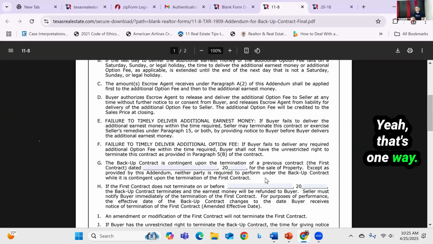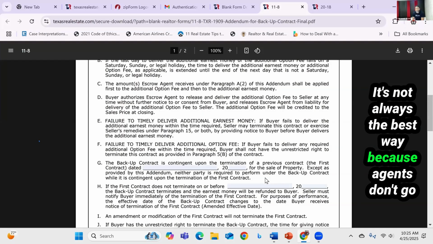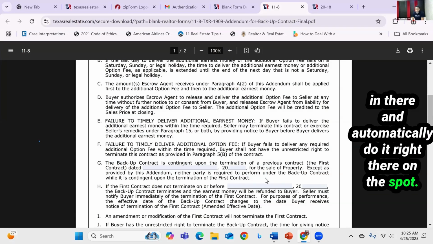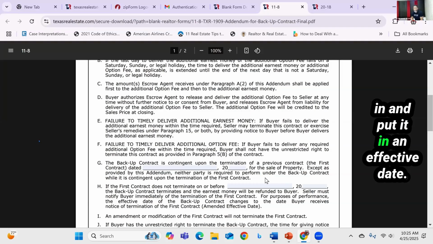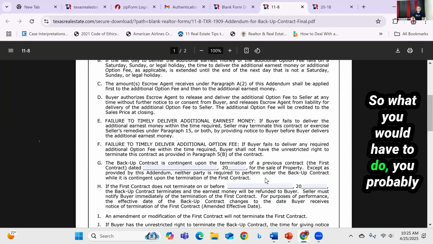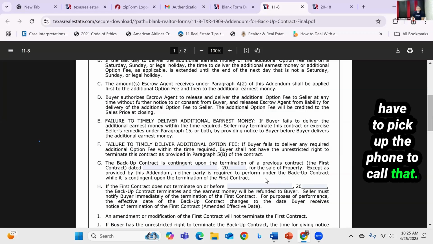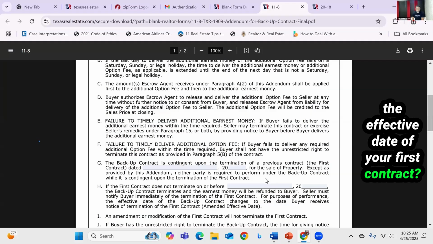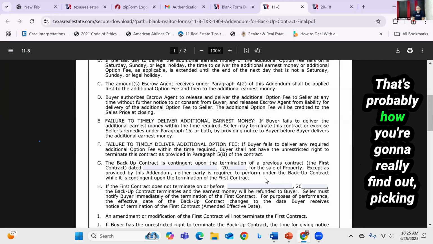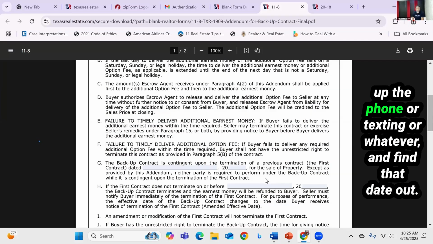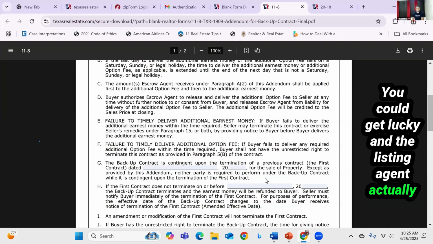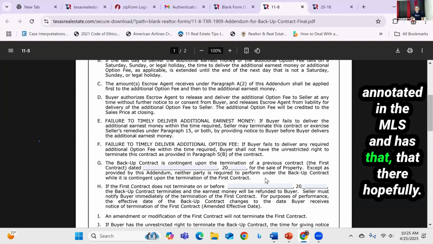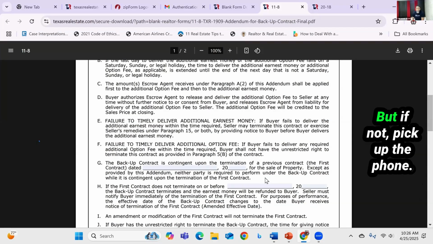Yeah, that's one way. It's not always the best way, because agents don't always go in there and put in the effective date the minute they execute. So you probably have to pick up the phone and call that listing agent and ask them, hey, what's the effective date of your first contract? That's probably how you're really going to find out, by picking up the phone or texting or whatever. You could get lucky and the listing agent actually annotated it in the MLS, hopefully. But if not, pick up the phone.